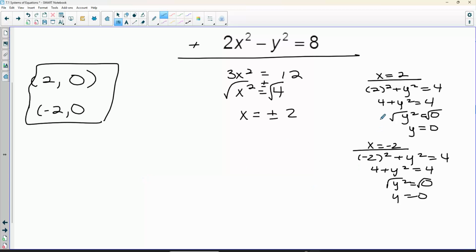Real quick, what if I had plugged in 2 and I solved it and got y to be plus or minus 1? What do you think that would mean? You would actually have 2 points from that. You would have one when x is 2 and y is 1, and one when x is 2 and y is negative 1. So if you plug in a number and you get a plus and minus, that's 2 ordered pairs that it's giving you.